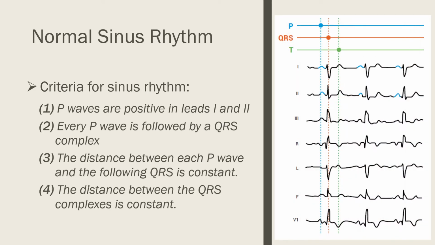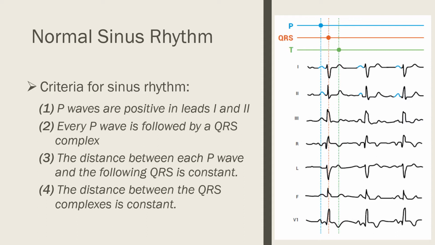First of all, we will talk about the normal sinus rhythm. What are the criteria for the sinus rhythm? First, the P waves are usually positive in most of the leads of the ECG. Second, every P wave is followed by a QRS complex. Third, the distance between each P wave and the following QRS is constant, which means that each PR interval is constant in each beat in the ECG.